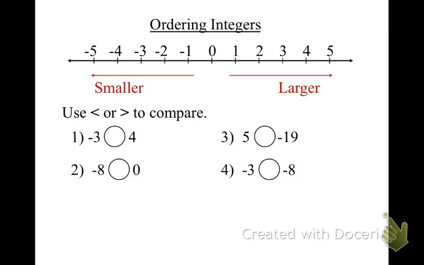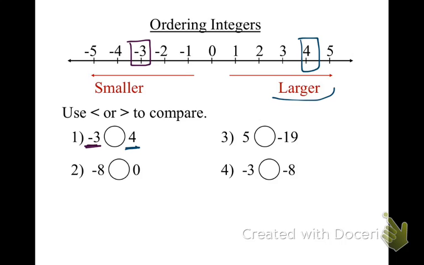So we're looking at number 1. We have to figure out if it's going to be less than or greater than. We have to figure out which inequality sign we need to use. So take a look at example number 1. I have negative 3, which is located over here, and then I also have 4, which is located over here. So how am I going to set this up?